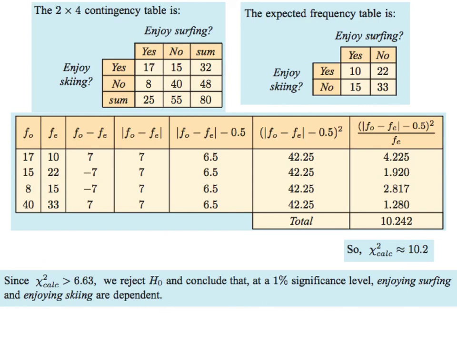And then we can make our conclusion. Because our chi-squared value after correction is bigger than 6.63, we are going to reject H sub 0 because we can see that the difference is so big that it's going to be dependent. So it's bigger than our critical value, and our conclusion is at a 1% significance level, the variables enjoying surfing and enjoying skiing are dependent. So that's an example of how to use the Yates continuity correction when you're doing your math exploration.